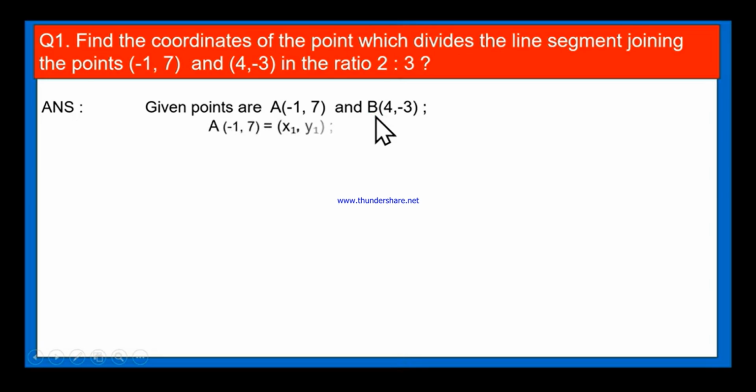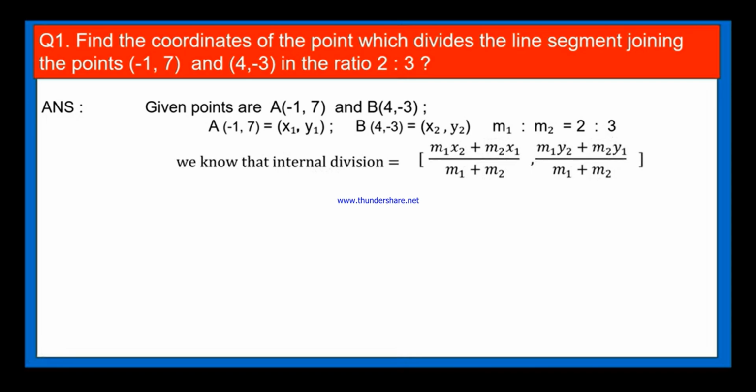Now, let us assume that the coordinates of point A are x1, y1 and the coordinates of point B are x2, y2. Now, the internal division ratio is 2:3. Then m1 is to m2 is 2:3. Now, what is the formula to find internal division? The formula is (m1 x2 plus m2 x1) by (m1 plus m2), (m1 y2 plus m2 y1) by (m1 plus m2).